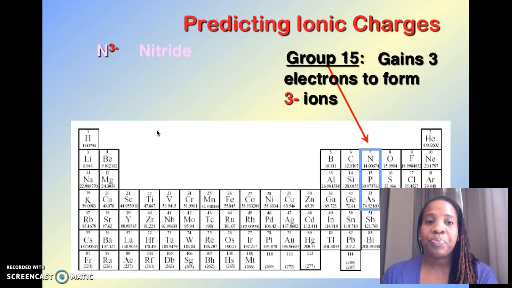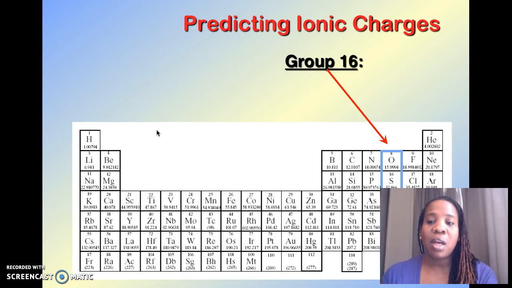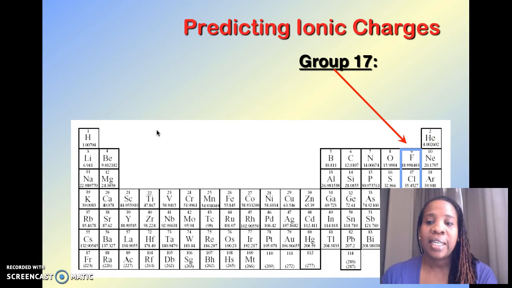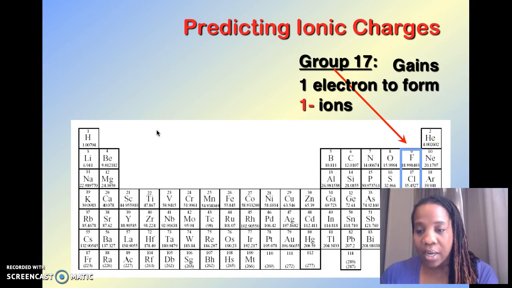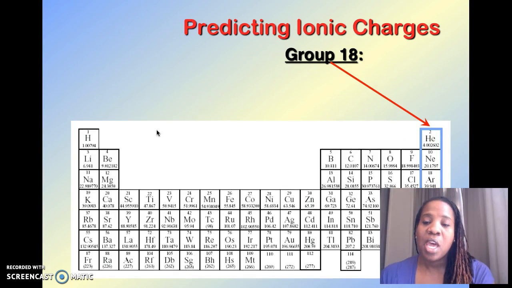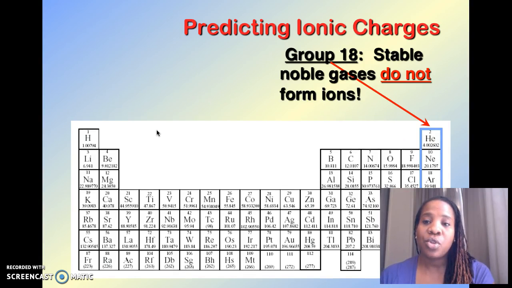Group 15 is going to be the nitride, phosphide, and arsenide. Group 16, they have 6 valence electrons, so they're going to gain 2 electrons and form -2 charged anions. So that's oxide, sulfide, selenide. And then finally, your halogens in group 17 are going to gain 1 electron and form -1 ions. Okay, so you have to remember that pattern as well. Finally, group 18, you guys should know, are stable, noble gases. They do not form ions, so no charge for those.